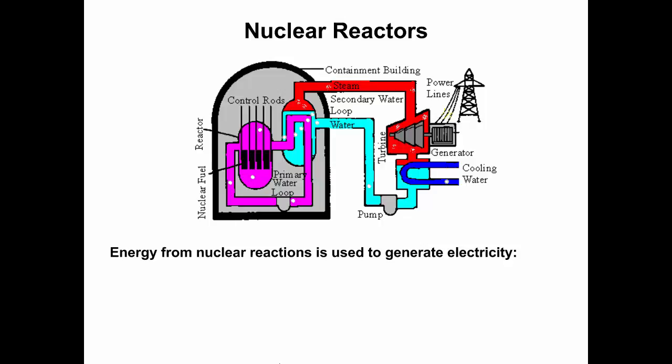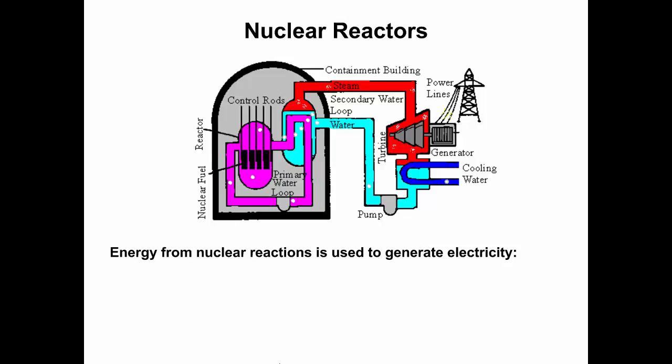spinning motion, where you have magnets spinning within a coil of wires, and that generates what? Electricity. That's what a turbine is. The spinning movement is used to generate electricity. So you could use water to spin the turbine. That's how hydroelectric power works.